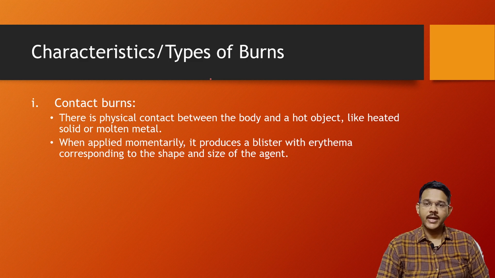There are different characteristics or types of burns. One is contact burn, where there is physical contact between the hot object and the body. When applied momentarily, it produces disturbed erythema corresponding to the shape of the agent. So if a hot rod is placed on the skin, it produces linear markings on the skin with erythema and blister formation around the iron rod.